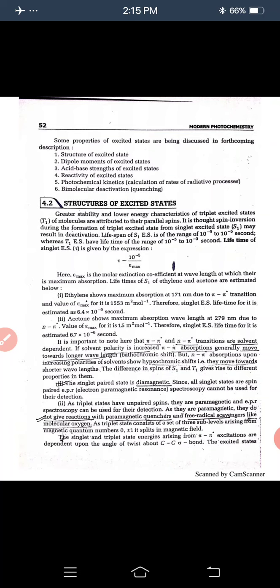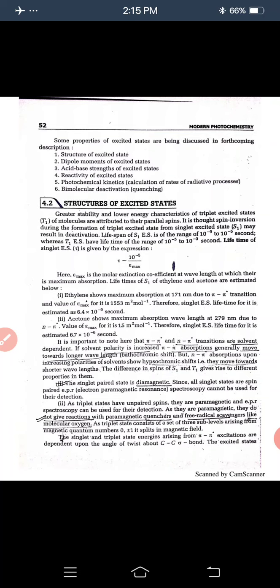First, ethylene is known to show maximum absorption at 171 nanometer due to the pi to pi star transition, and the value of epsilon max for it is 1553 meter square per mole. Therefore, the singlet excited state lifetime is estimated as 6.4 into 10 to the power minus 9 second.